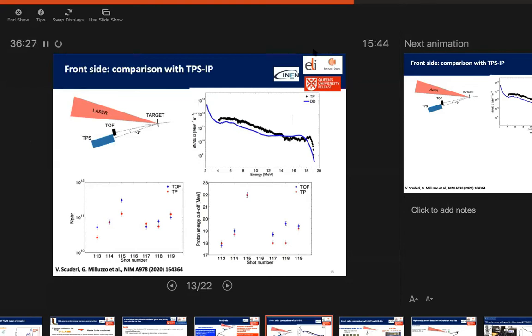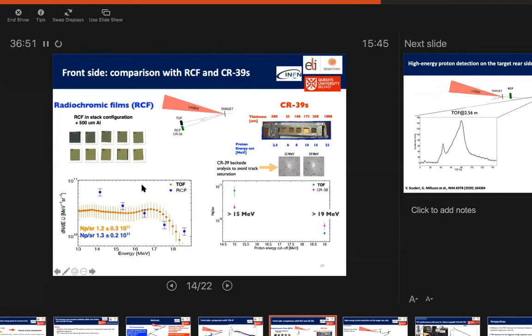These are comparisons of number of protons and also maximum proton energy for different shots. Only these shots, actually. And you can see that the trend is more or less the same for both diagnostics, not for this one. We also did a comparison with other diagnostics, with radiochromic films, SSNTD and CR39. These data are not published. Actually, we published only the Thomson parabola once.